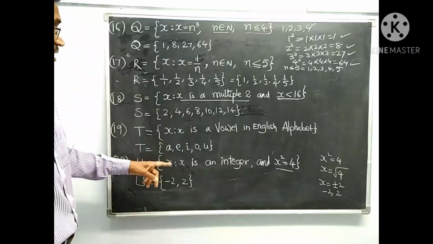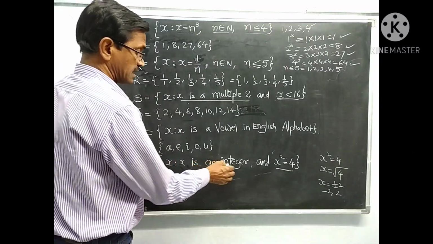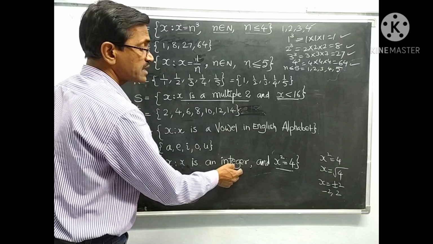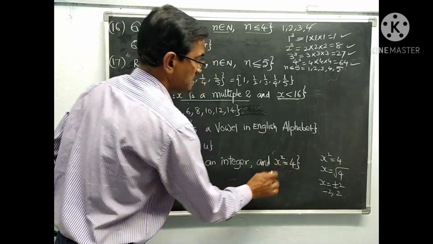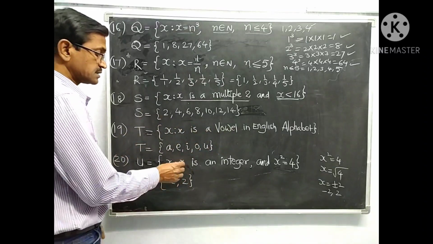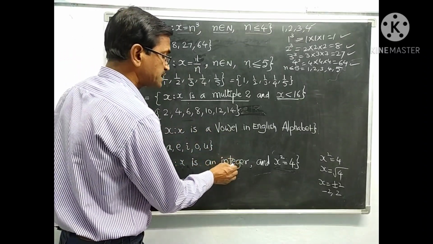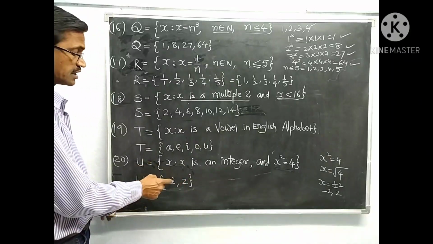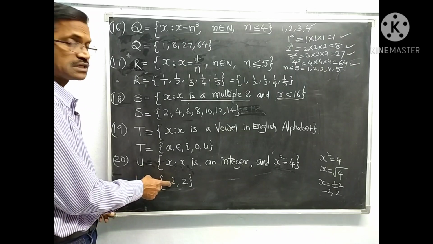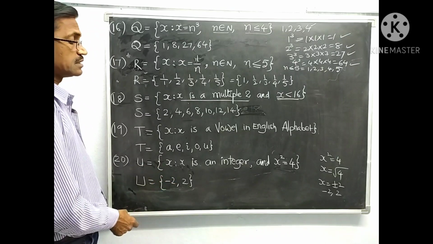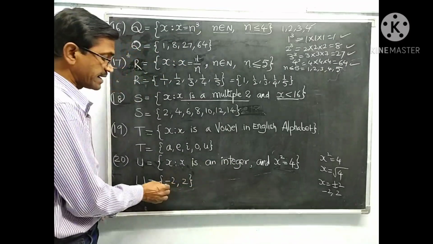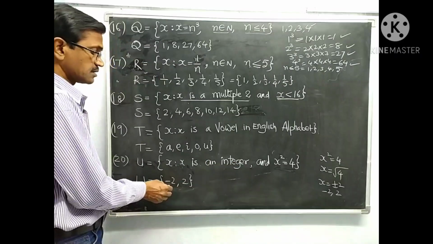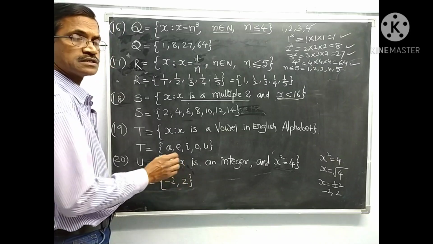But one thing, sometimes the condition may be given like this also: x such that x is a natural number and x square is equal to 4. In that case, you have to write plus 2 only, but you should not write minus 2, because minus 2 is not a natural number, it is an integer. So when the question is given like this, you have to write minus 2 and 2. If the question is given as natural numbers, you have to write only 2. Then it becomes a singleton set.